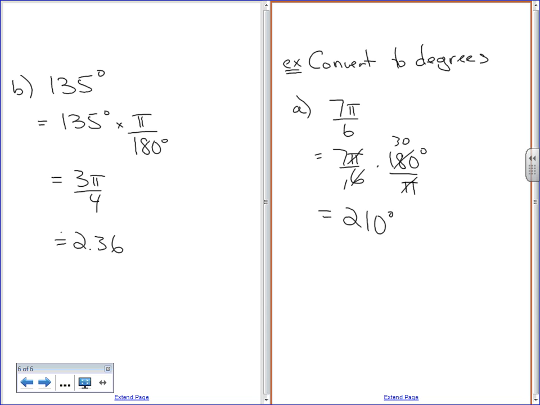degrees. But again, you can just do this on your calculator, right? 7 times 180 divided by 6, and you get 210. Okay.